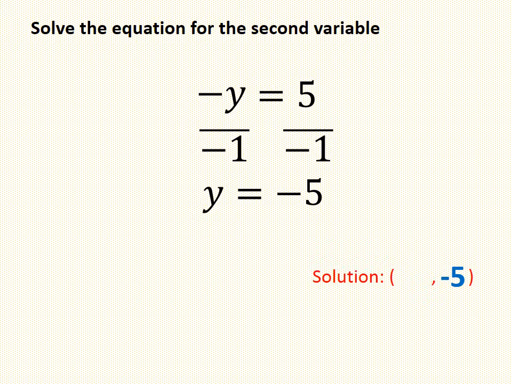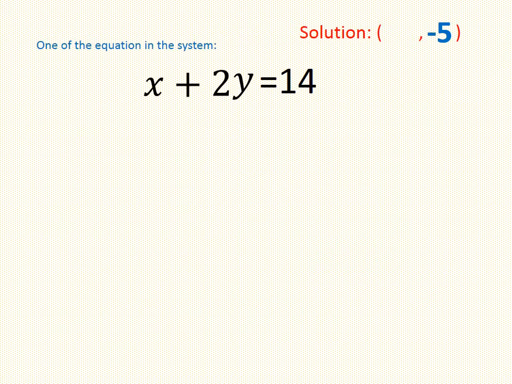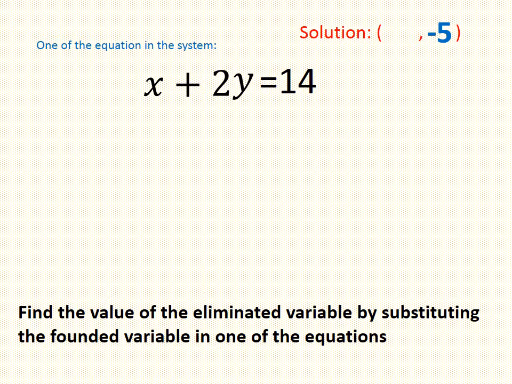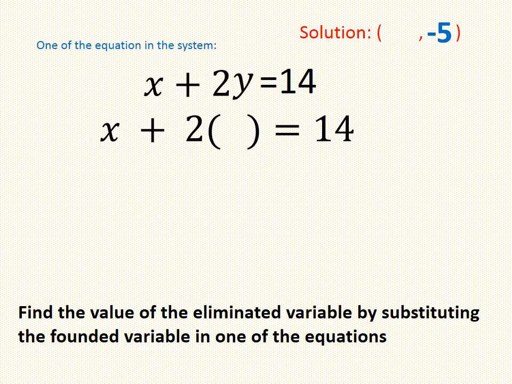And now all I need to do is to find the second part of the solution, which is the x coordinate. So now I need to find the value of x by substituting the value of y in one of the equations, and it doesn't matter which equation you use. So I have the value of y in here, which is negative 5.